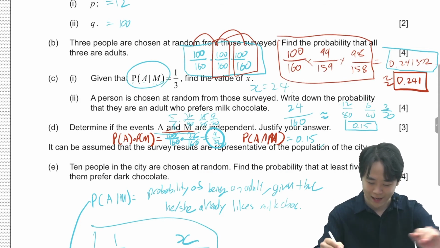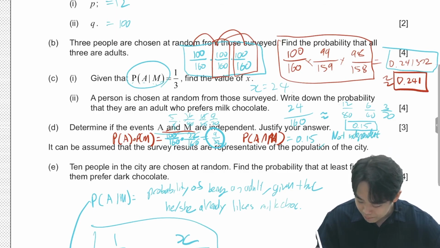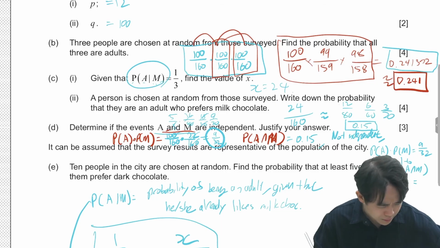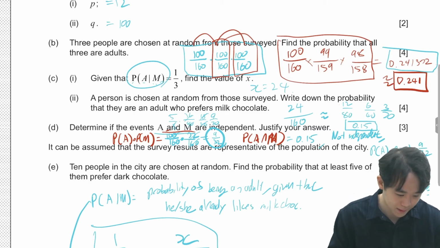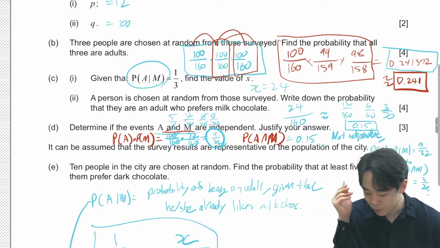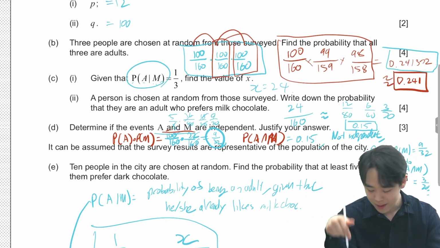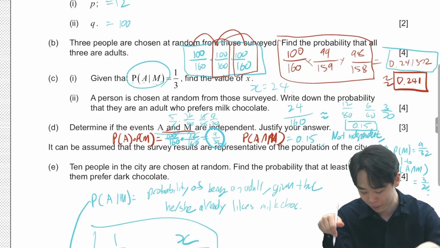Don't just leave it at that. You need to write the full statement. They are not independent, because the probability of A times the probability of M is 9 over 32, which is not equal to the probability of A intersect M, which is around 3 over 20. That's the full statement you need to get all the marks. We need to state that they're not independent, show evidence that we know the formula, which is the condition for verifying independence, and put in some hard numbers to show that they clearly don't work.